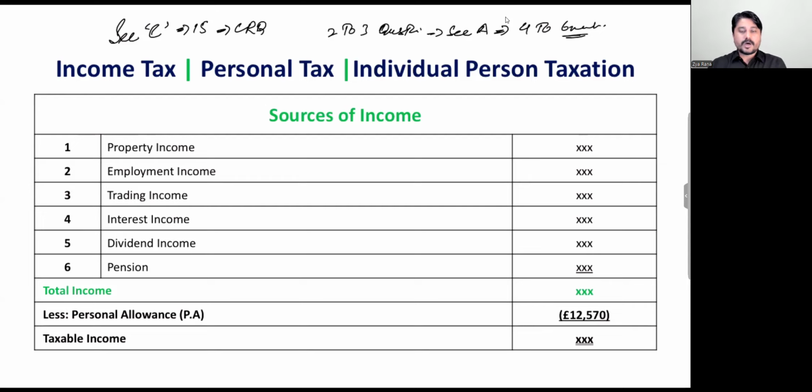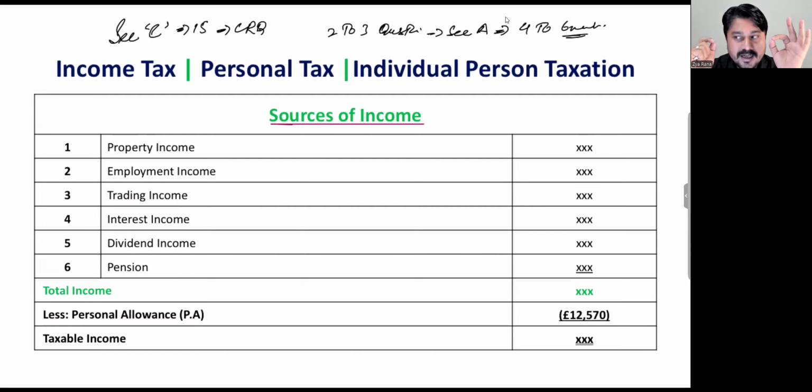For example, you want to calculate your tax. You are an individual person. You want to calculate your own tax in the UK. So the first thing to know is your sources of income. For an individual person, there are a maximum of 6 sources of income, which are property income, employment income, trading income, interest income, dividend income, and pension income. These are the 6 legal sources of income for an individual person.